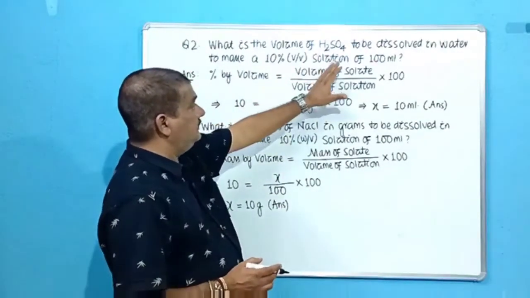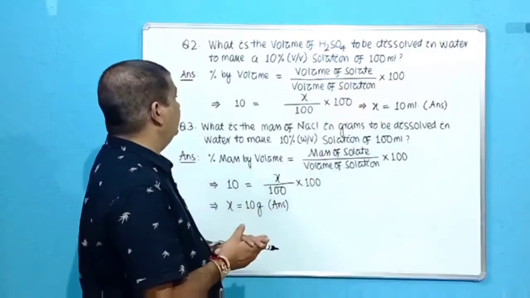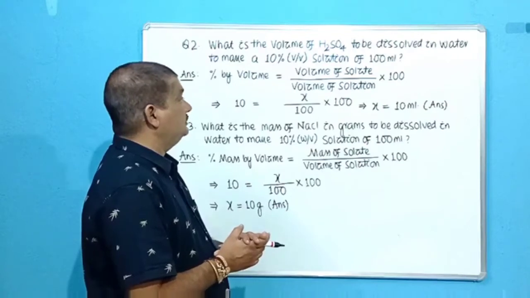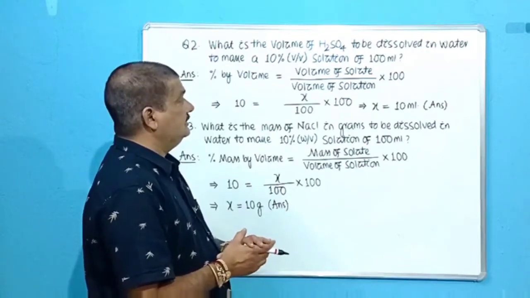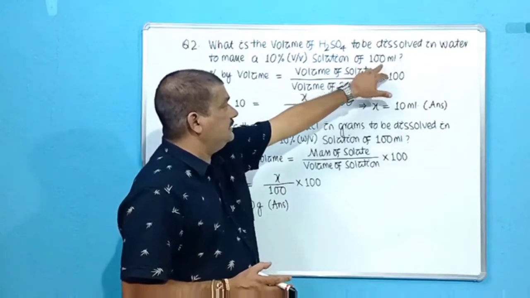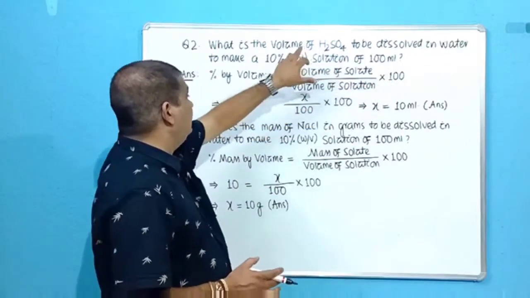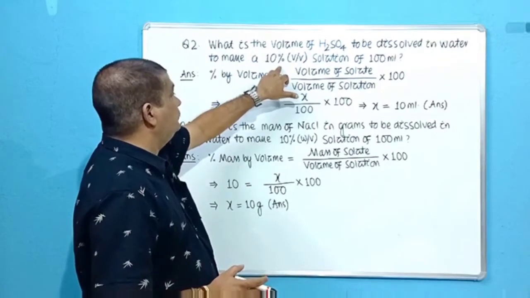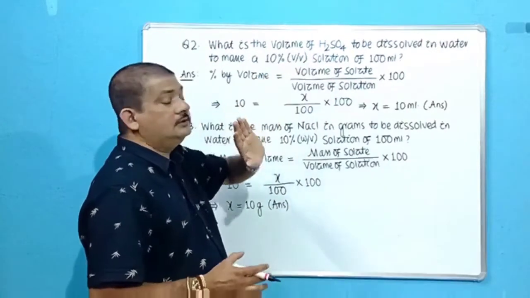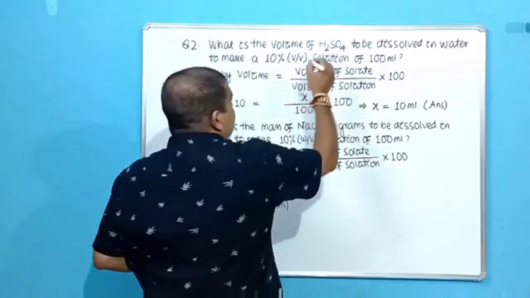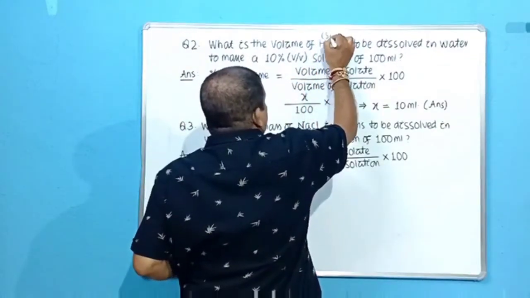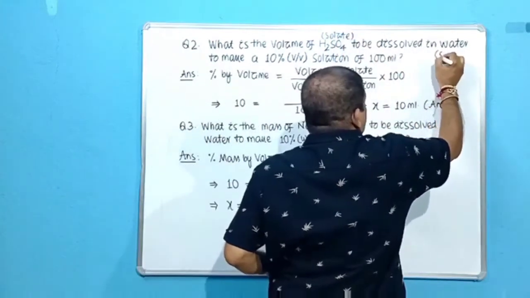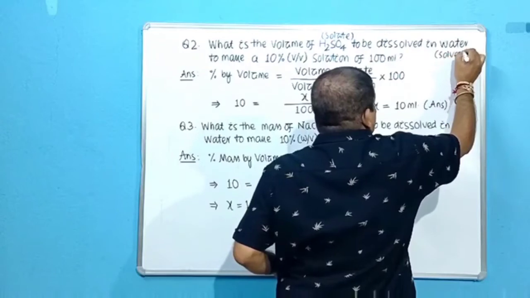What is the volume of sulfuric acid to be dissolved in water to make a 10%, that means volume by volume, solution of 100 milliliters? So what is given here? Now volume of the solution is given to be 100 ml. What is the percent by volume? 10%. What you need to find out? Now the volume of the solute. So here solute is sulfuric acid. So this is the solute. And what is the solvent? Now water is the solvent here.